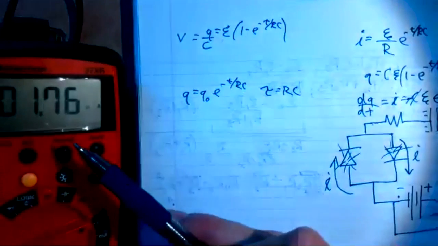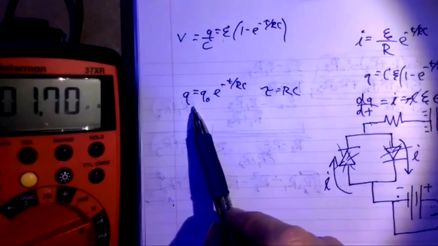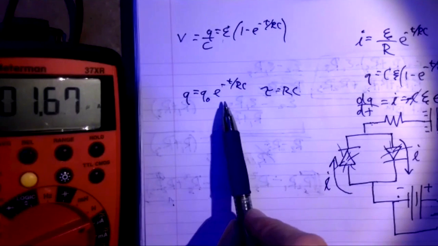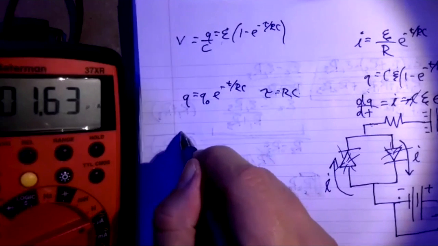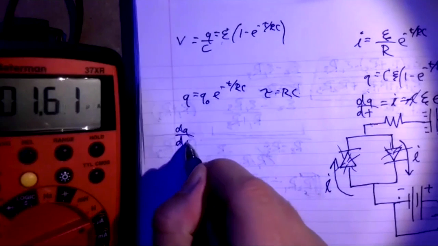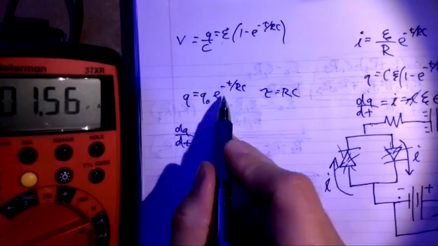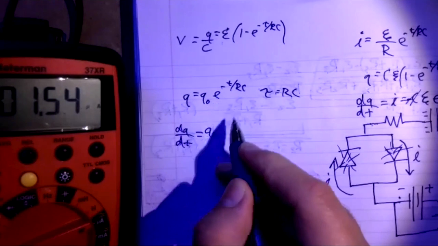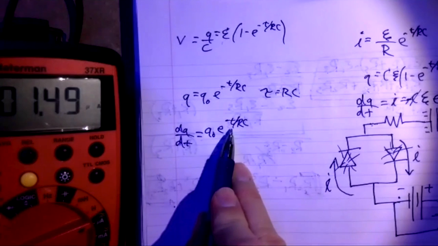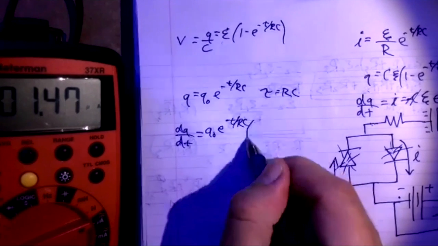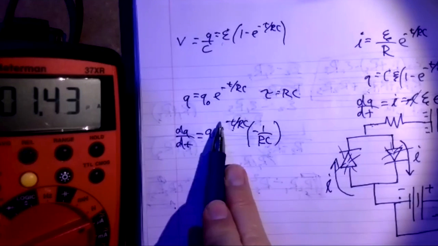Okay, and I'm still discharging, my circuit's still running, so I still have a little bit of current in my circuit. And if I want to know what my current is here, I'm going to take the derivative of this with respect to time. So I'll have dq over dt, and then that's going to be Q0. The derivative of e to the minus t over RC is e to the minus t over RC, and this part doesn't change, but now I'll get a times minus 1 over RC.